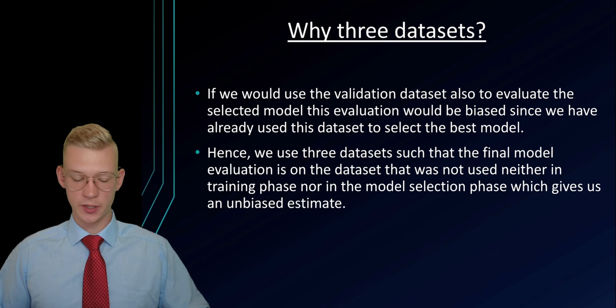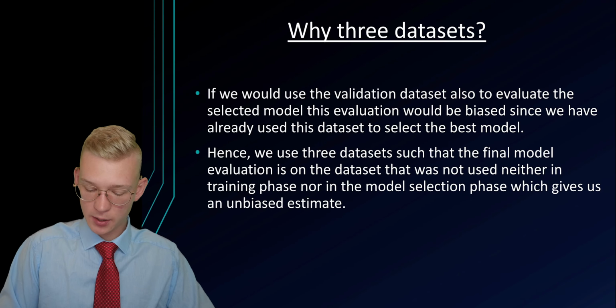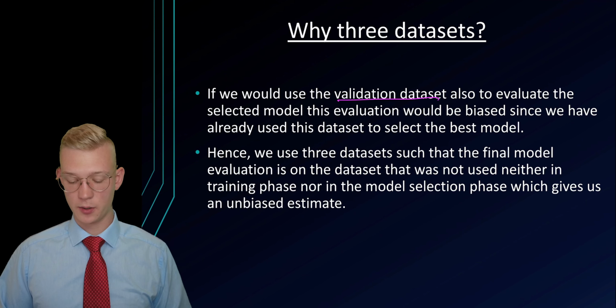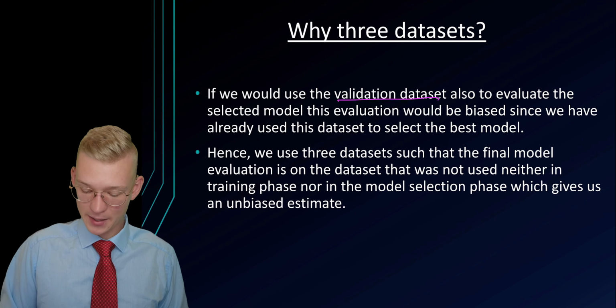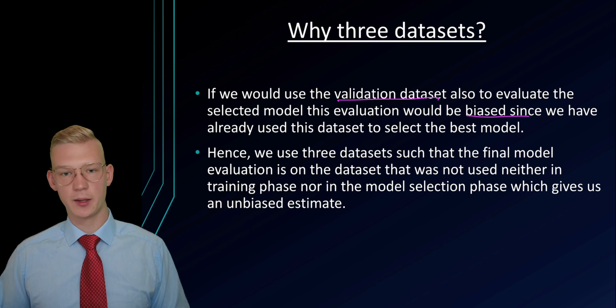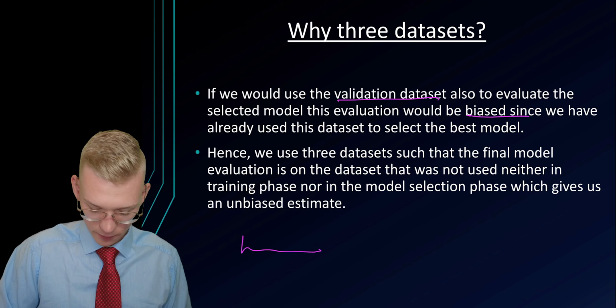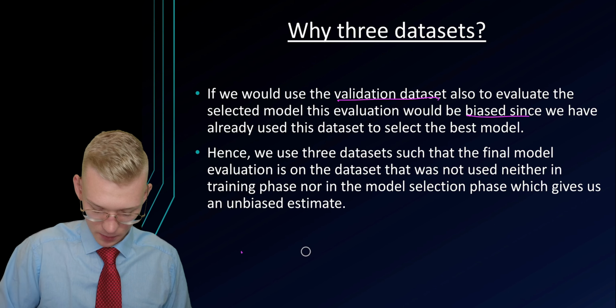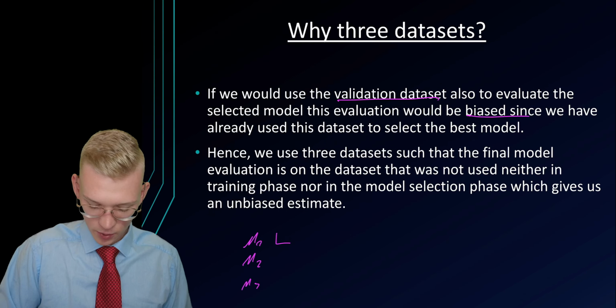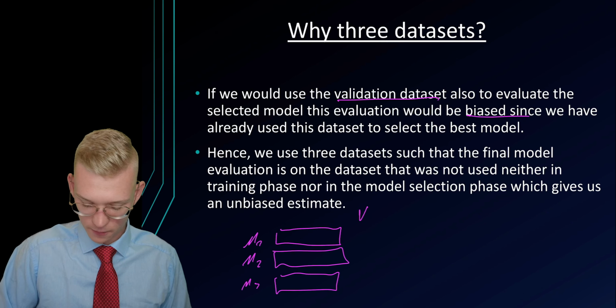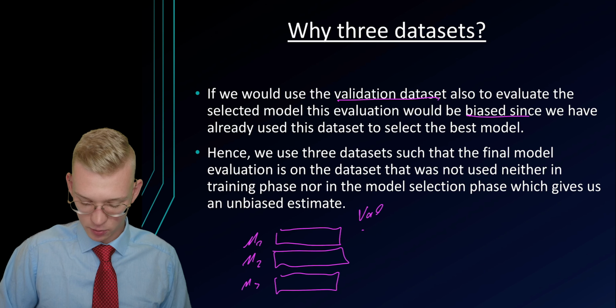But why do we need 3 data sets? If we would have used the validation set to compute the expected error of our model, we will be biased because we use that already to select the best model. So if we have, for example, model 1, model 2, and model 3, we use the training data set to train it. Then on the validation, we will get an error of 0.1, for example, 0.3, and 0.01.